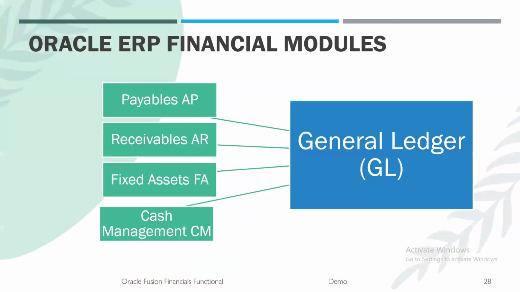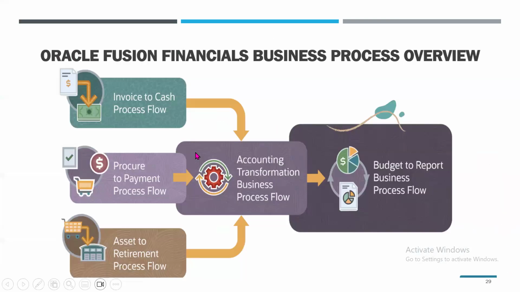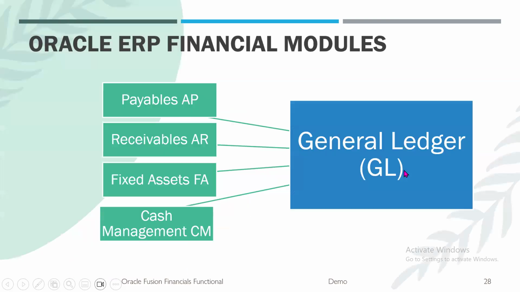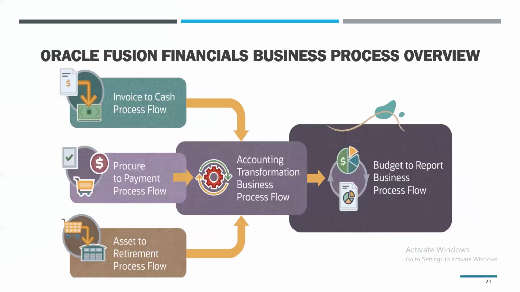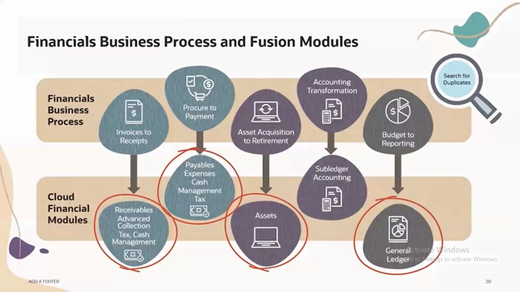You can see all these modules, AP, AR, and FA, will be involved in the three business processes. We will discuss everything module-wise, like the business process, how the data is transformed using the subledger accounting process, and how the data will be created in GL. This is the budget and reporting business process flow, meaning general ledger, where the data is created in the general ledger.